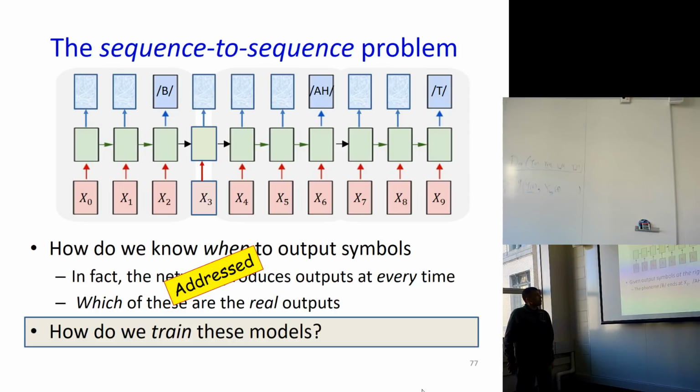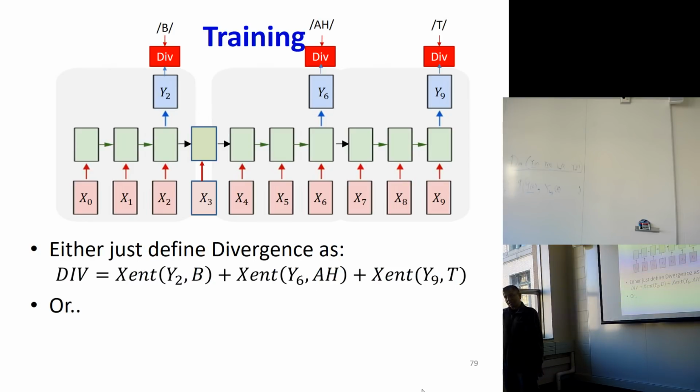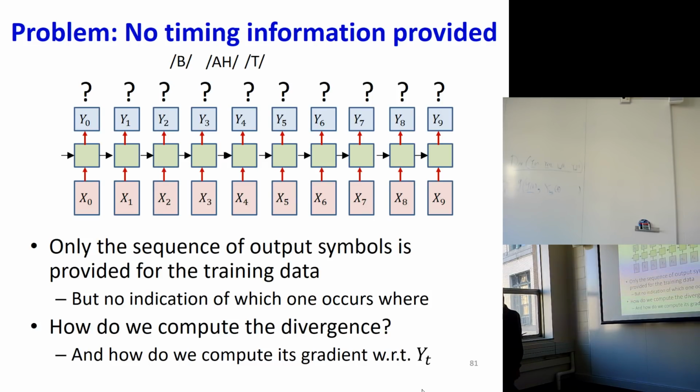Let's go back and look at the other problem. I want to train. Now, if I were given output symbols at the right locations during training, all is fine. This is just the same problem that we always had. I can define a divergence at all of those locations. I can compute the gradients. I can propagate it backwards. I can even replicate these things, as we saw, right? And all else that we spoke about still applies. The real issue is, suppose I told you these are the sequence of symbols that we saw, but I didn't tell you where.